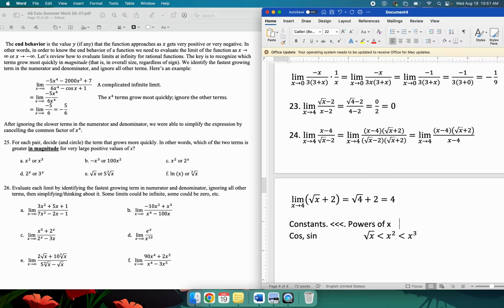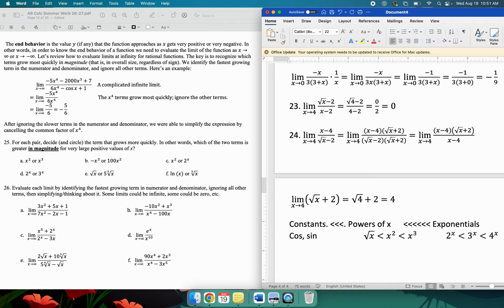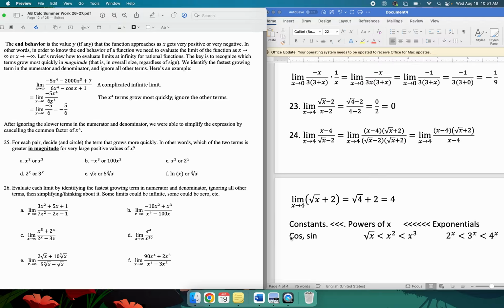And then after that, we have exponentials, which are functions where the x is in the exponent. So stuff like 2 to the x, which is less than 3 to the x, which is less than 4 to the x. And basically, what I want to point out here is that all that matters when you're analyzing who grows the most quickly is this hierarchy. Coefficients don't matter.